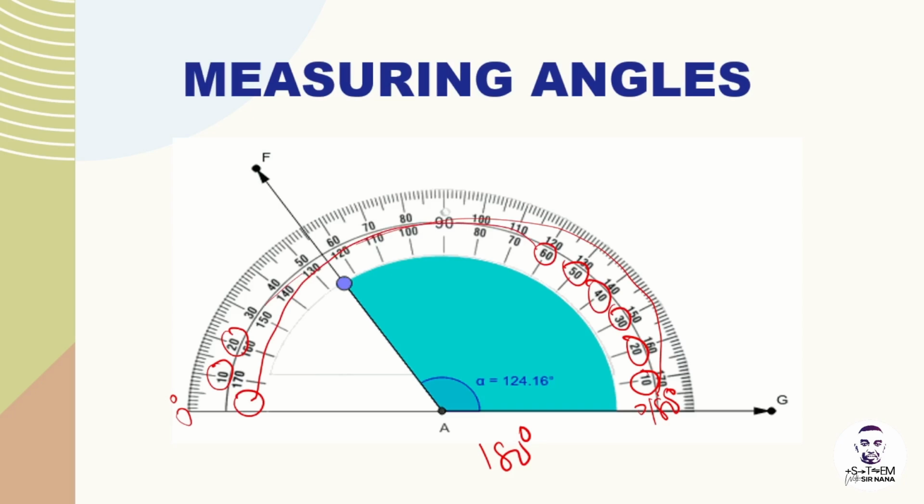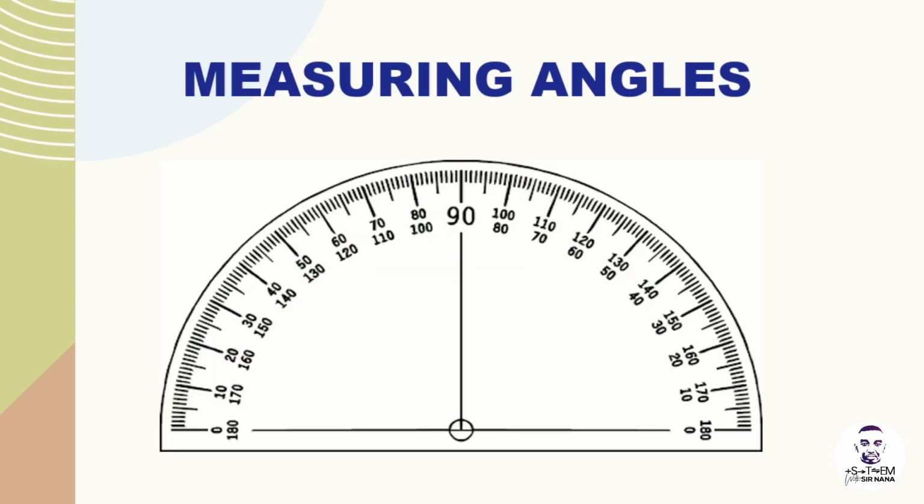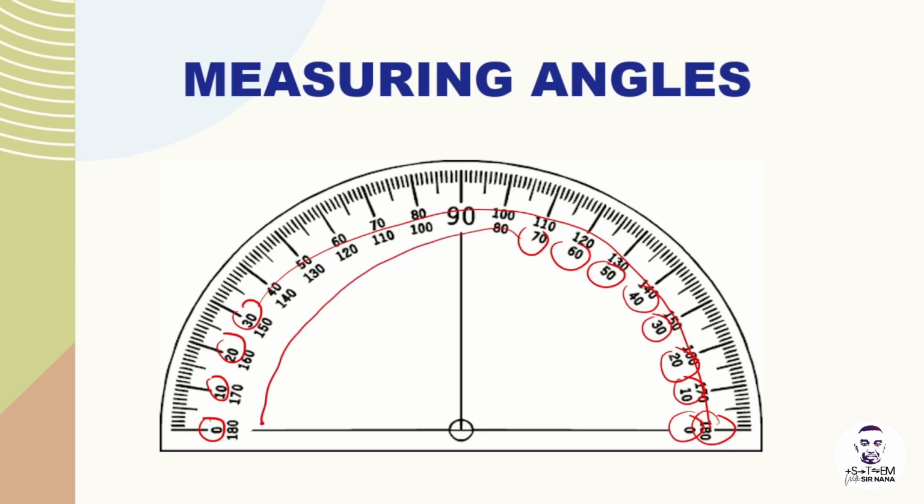Right, so you can have this type of protractor, or this protractor as well, where you see the 0 degree, the 10 degree, 20 degree, 30 degree, and this moves all the way to the 180 degree here. Or on the other hand, we have the 0 degree, 10, 20, 30, 40, 50, 60, 70, moving all the way to the 180 degree mark. So this is a typical protractor.